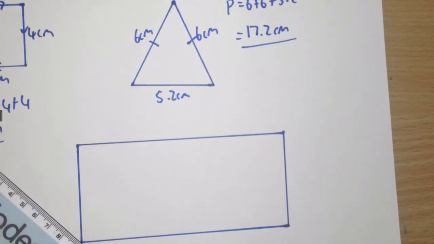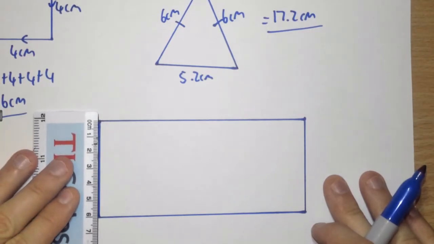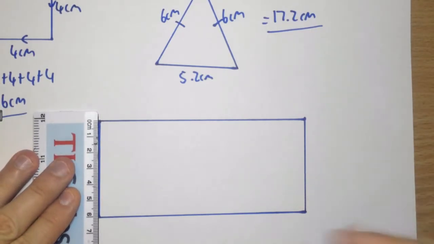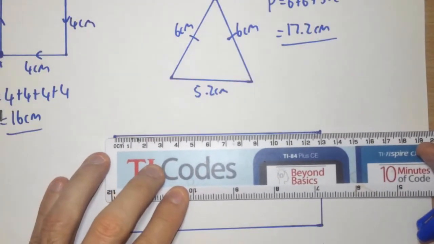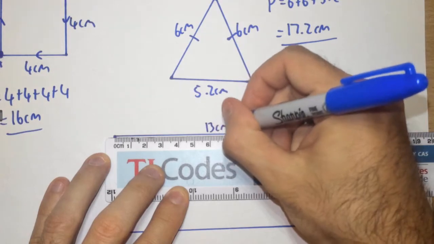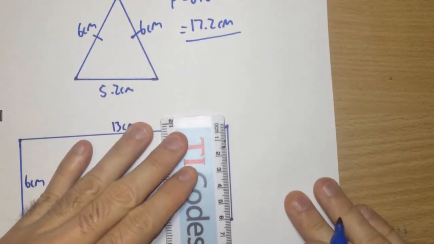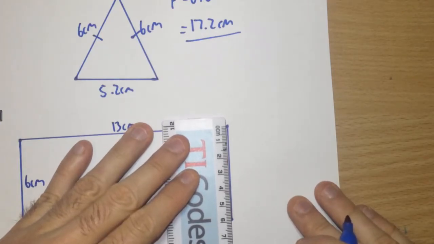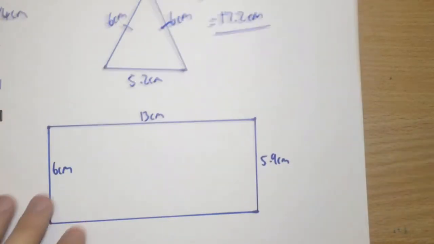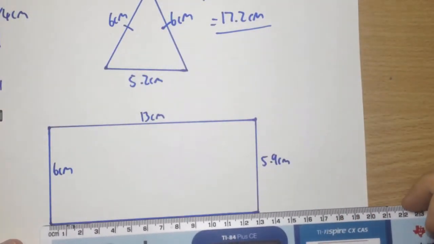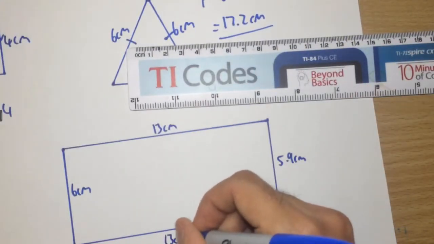Alright, let's move on to the last one now. This is a rectangle. So again, if we're measuring the lengths, we'll get out a ruler and measure each of the lengths separately. That's 6 centimeters, 13 centimeters. The one down here is going to be, oh, that looks about 5.9 centimeters. It looks like a rectangle, but it's not quite a rectangle. And the one at the bottom is going to be around 13 centimeters again.